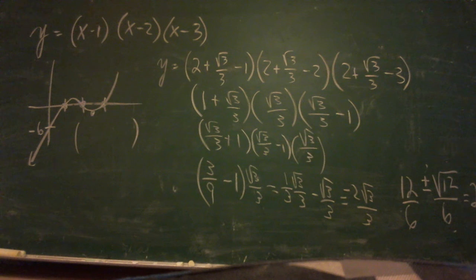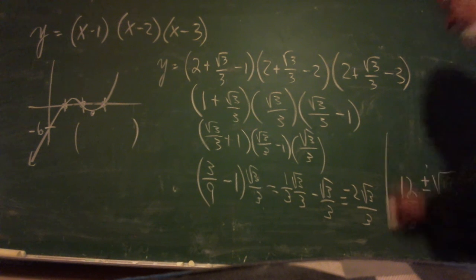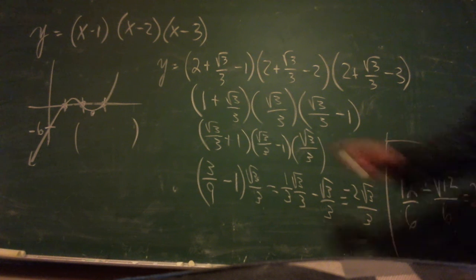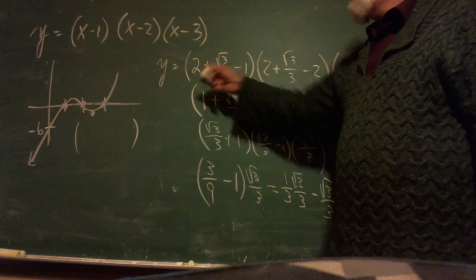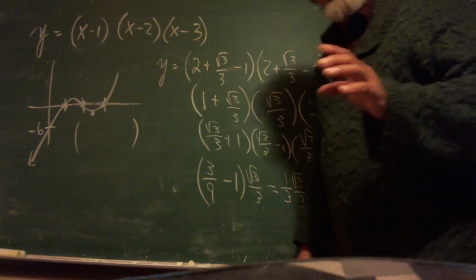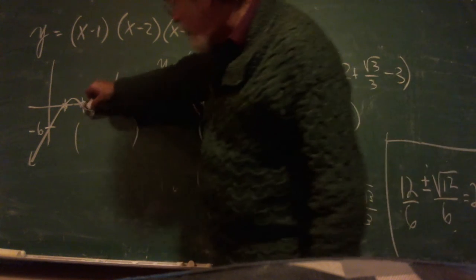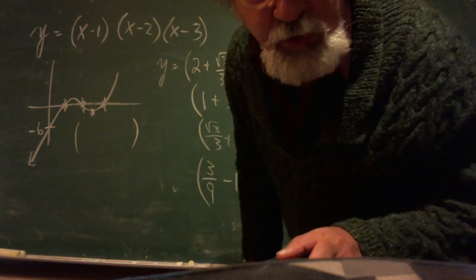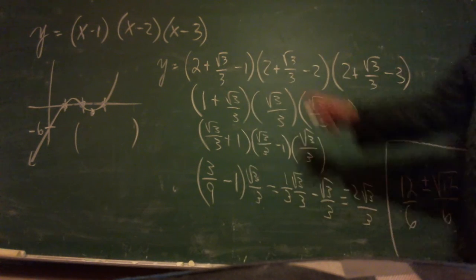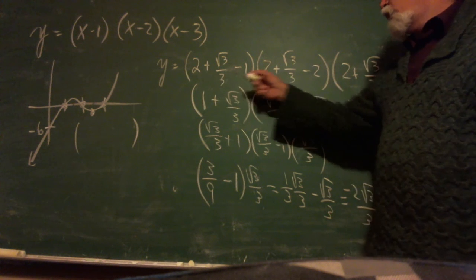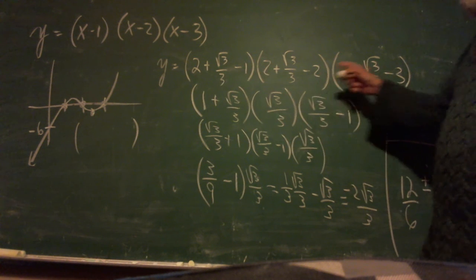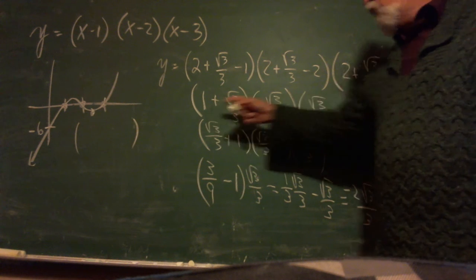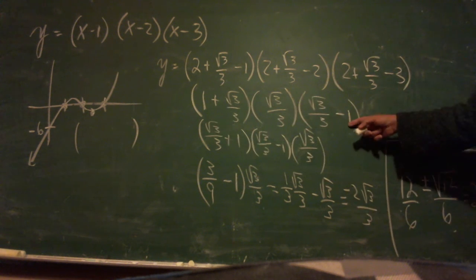Now, I took the numbers that we got from the quadratic formula, and I put them in for x. I'm going to do the 2 plus square root of 3 over 3. That's trying to find this point. I'm expecting to get a negative y coordinate, so let's see what happens. 2 plus square root of 3 over 3 minus 1, 2 plus square root of 3 over 3 minus 2, 2 plus square root of 3 over 3 minus 3. Well, 2 minus 1 is 1, and 2 minus 3 is negative 1.